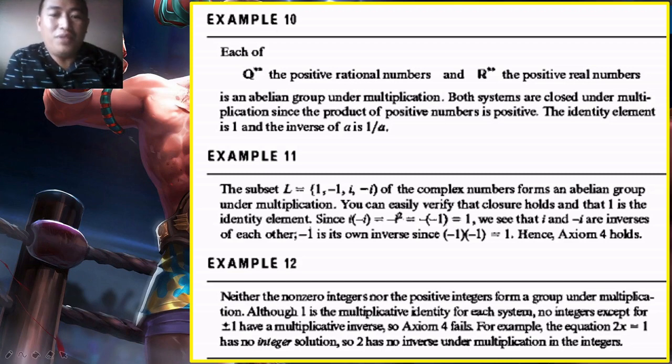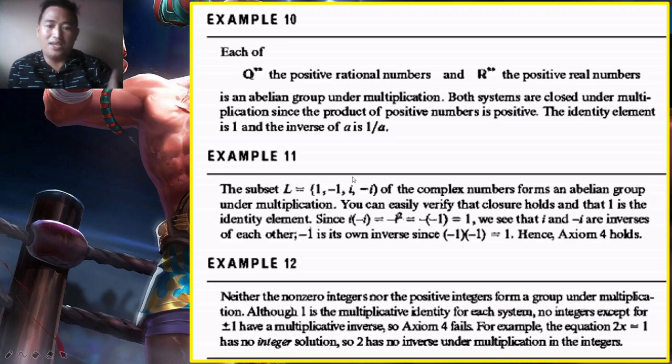Okay, example number 11. The subset L is equal to 1, negative 1, i, and negative i. So L has four elements, and it is a subset of the set of complex numbers. This forms an abelian group under multiplication. You can easily verify that closure holds: when you multiply any of these, the answer is in the set. So, that means closure. And then, 1 is the identity element.